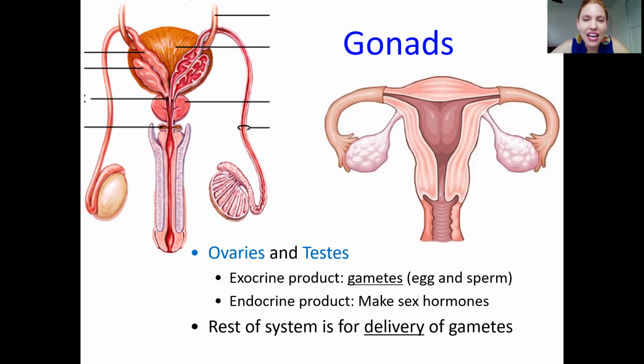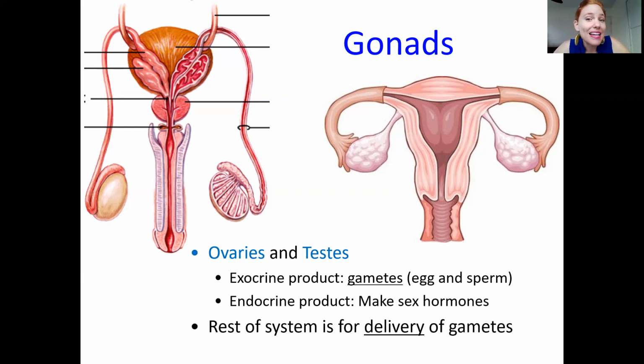Gonads are the glands that create the gametes, and a gamete is just an egg for female or sperm for male. Those are the gametes, the sex cells. So for females, we have the ovaries. The ovaries produce the eggs. And then for male, the gonad would be the testes, and the testes produce the sperm.